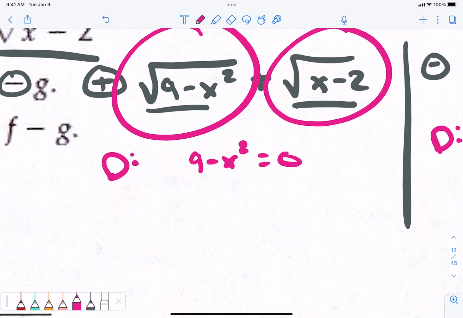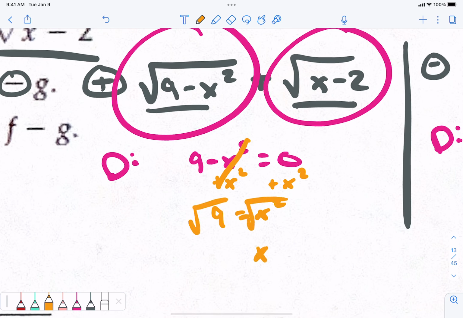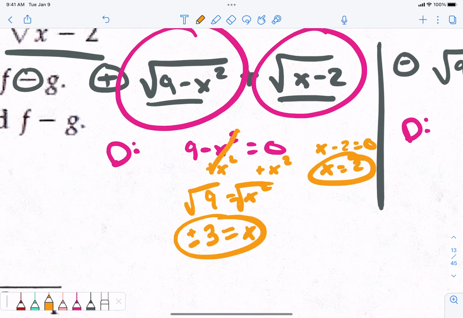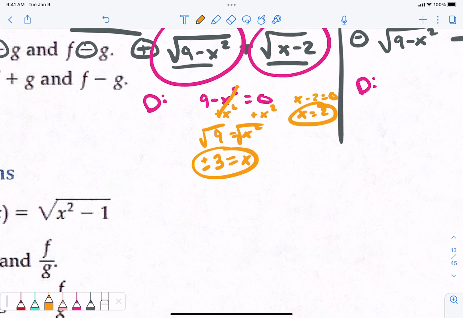Then you just solve. I like to add over the x squared first, so 9 equals x squared, and then take the square root. What's the square root of 9? Plus or minus 3. So I have two critical numbers there. If I set x minus 2 equal to 0, x equals 2. So I have three critical numbers.